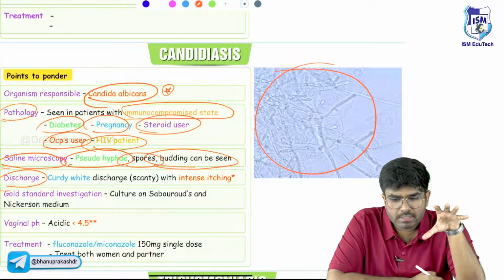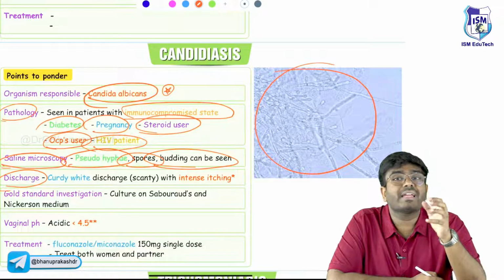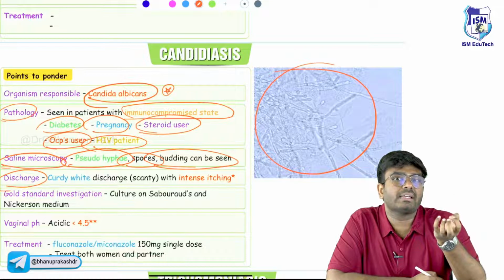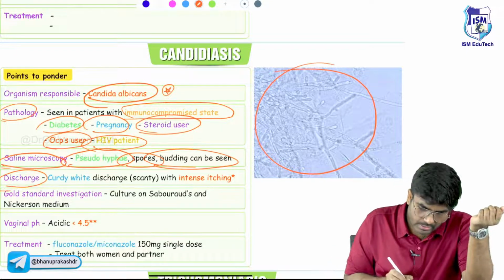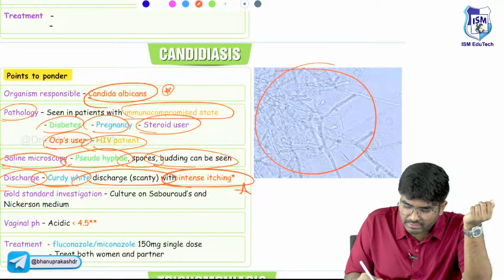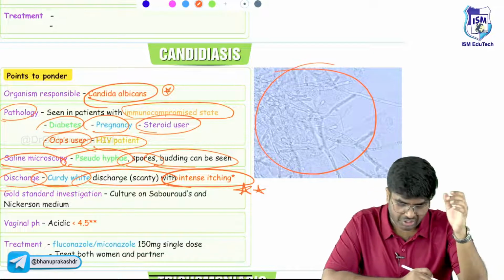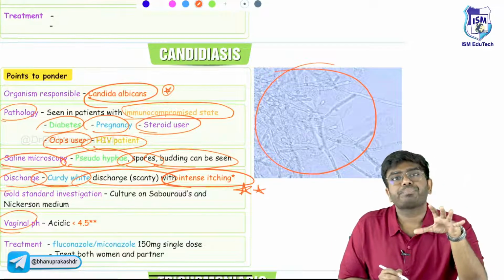The discharge is going to be dirty white discharge there. Here also white discharge, but it's looking like a curd. The consistency is going to be looking like a thick curd-like. So curdy white discharge is going to be seen with intense itching. This is the keyword. In bacterial vaginosis, there is no itching. Here there is very intense itching.